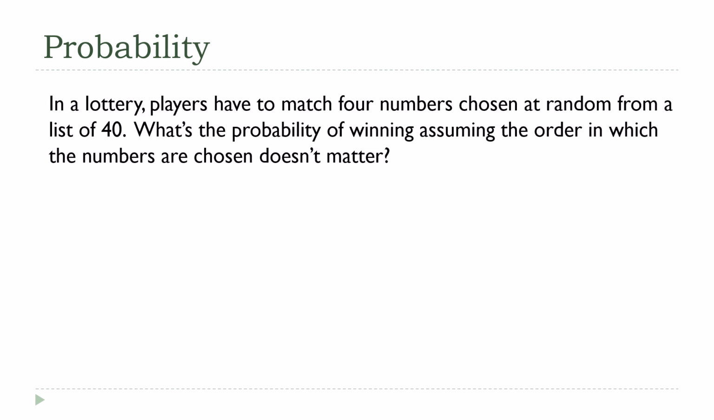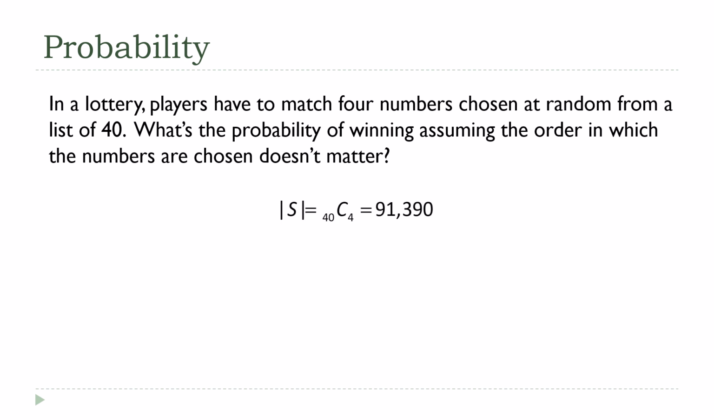Okay, so let's try one that's a little more complicated. In a lottery, players have to match 4 numbers chosen at random from a list of 40. And I want to know what's the probability of winning, assuming that the order in which the numbers are chosen doesn't matter. We've got to answer the same two questions: size of the sample space, size of the event.